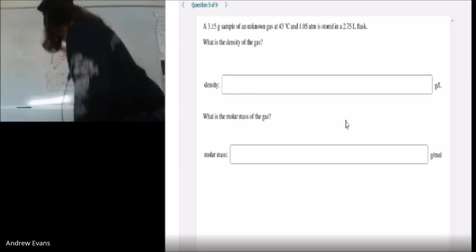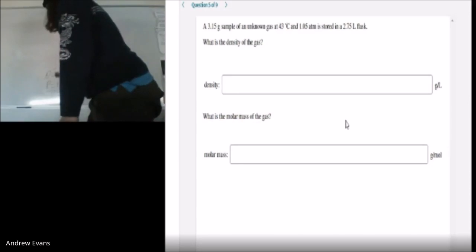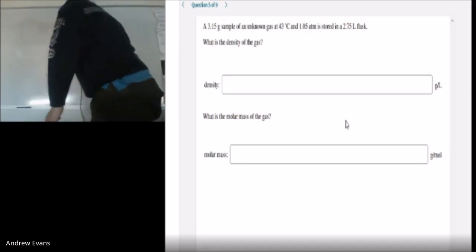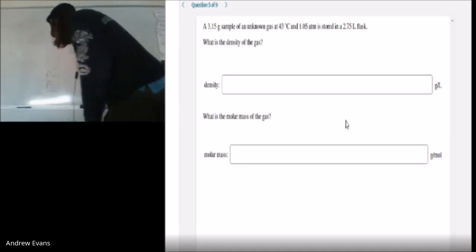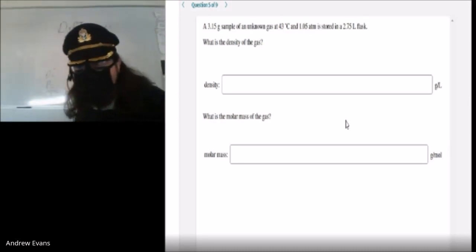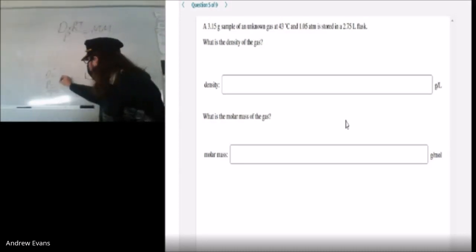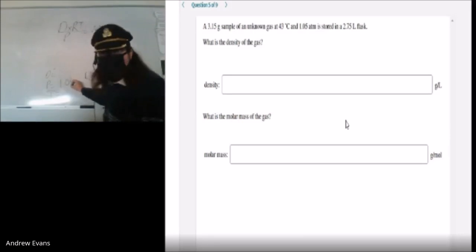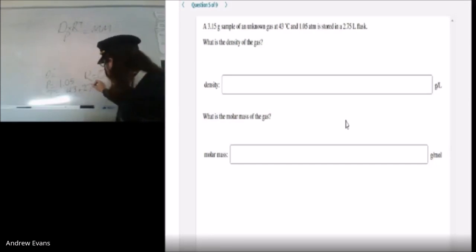So, with that in mind, we need to do a little thought process here. They don't give us the density. They give us the pressure, 1.05. They give us the temperature, 43. 43 plus 273 is going to be 316. Okay, what is the density?